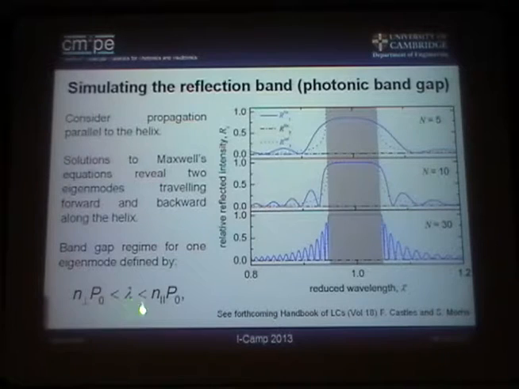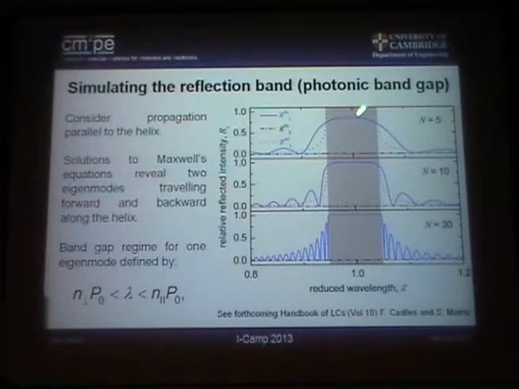And what you end up with is a nice relationship showing the extremes of the band gap itself. This term here is the refractive index perpendicular to the director within the local chiral nematic layers. This is the pitch of your helix, and then this value here is the refractive index parallel to the director within the local chiral nematic layer. So this really defines the gap of our photonic band gap.